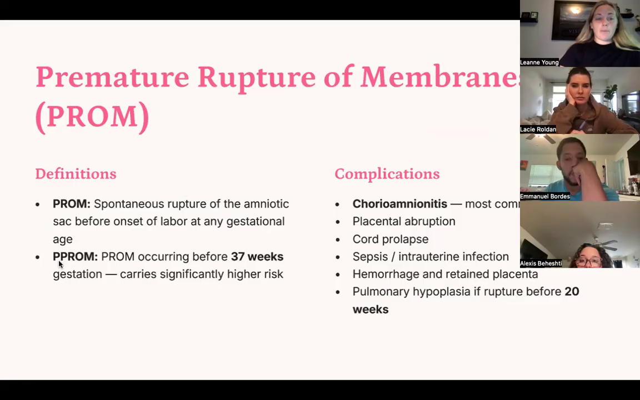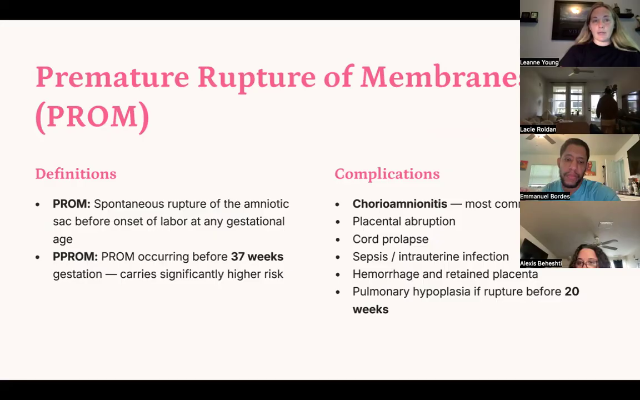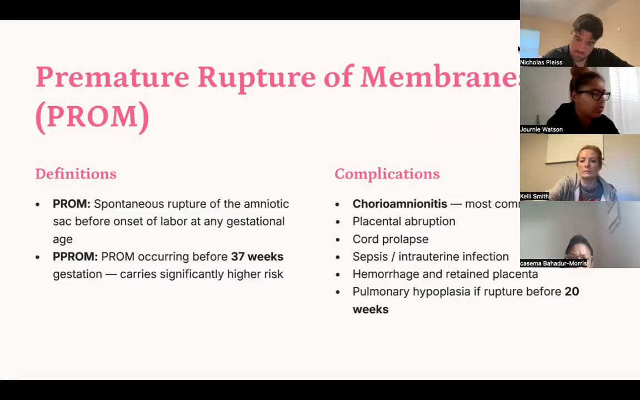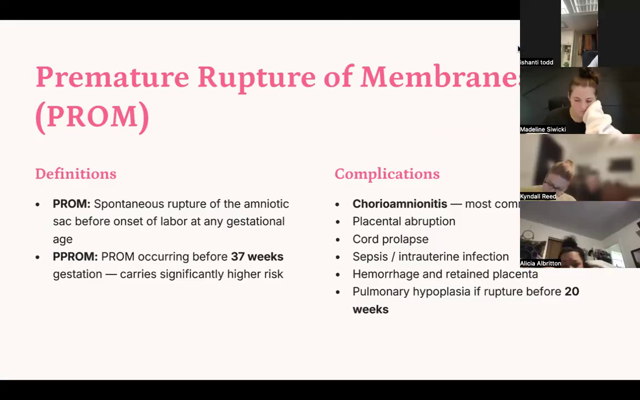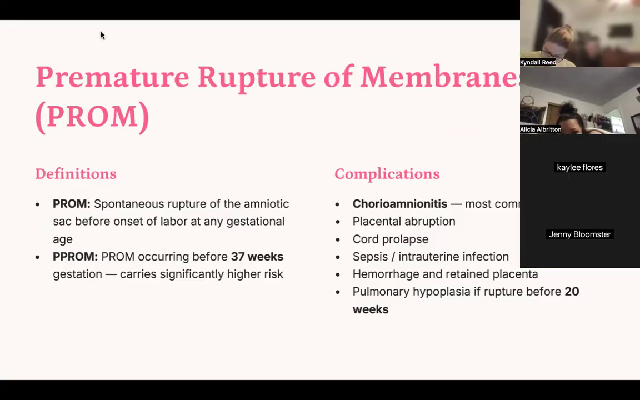Preterm premature rupture of membranes, that's PPROM, is whenever your water breaks spontaneously, and it occurs before 37 weeks of gestation. This carries significantly higher risk. Why would this be a higher risk at this point rather than in my situation where I was overdue?